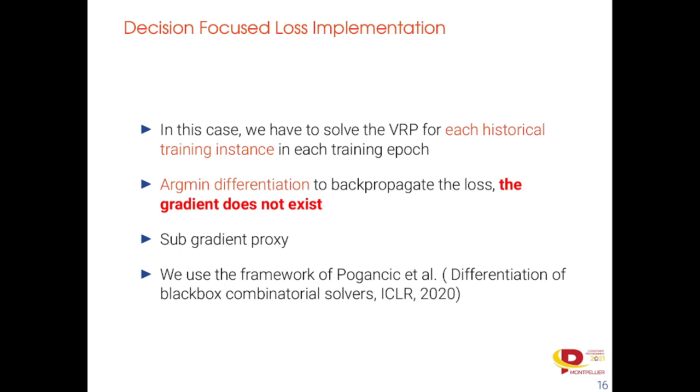This problem has been studied by various people, and what they do is to approximate the gradient by a subgradient. In this work we follow the methodology of the differentiation of black box combinatorial solvers paper. They propose to compute the subgradient by perturbing the input probabilities and then taking the difference as an approximation of a piecewise linear gradient function of that output space, and this way we find a subgradient.